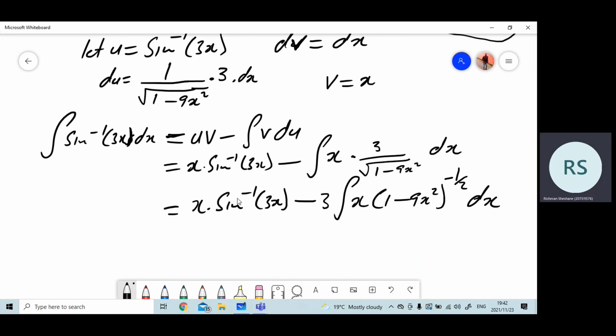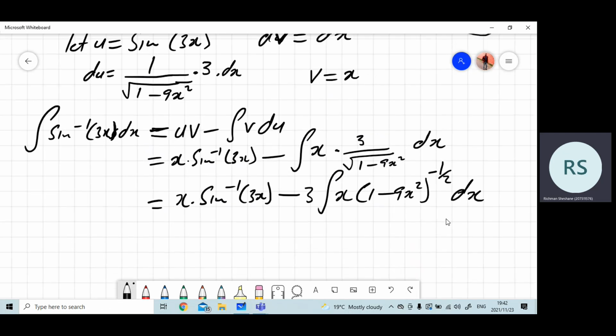So now the integral of sine inverse of 3x is given by this. So the only thing that's left is to integrate our second term. How can we integrate the second term? You see, that's where your math 1 comes in. Okay.